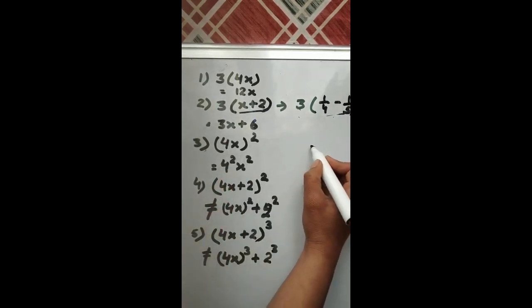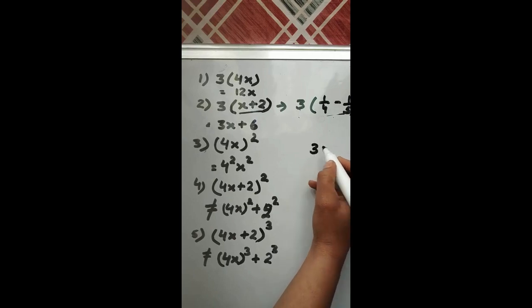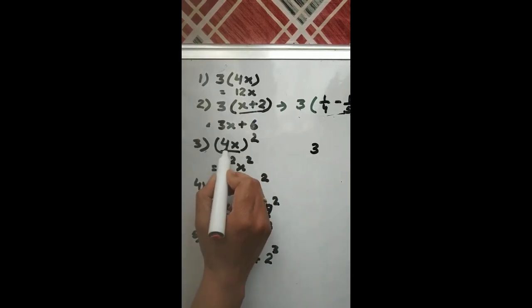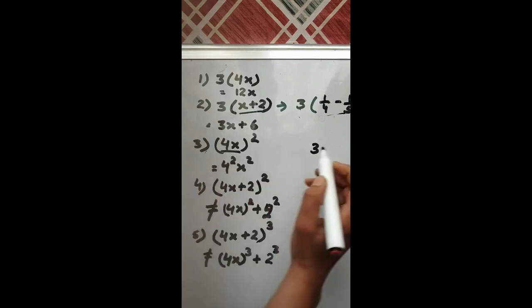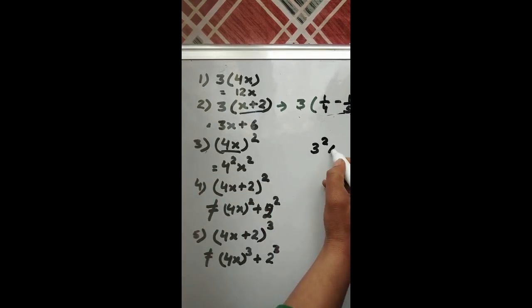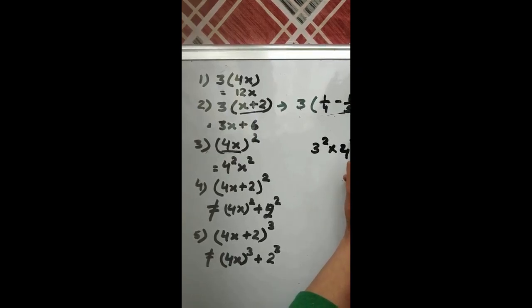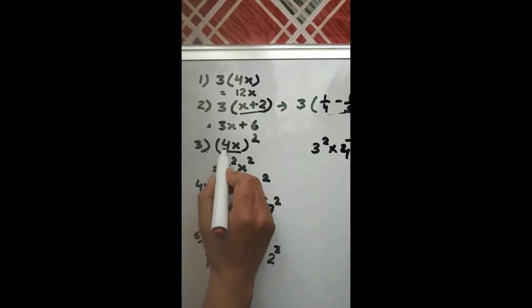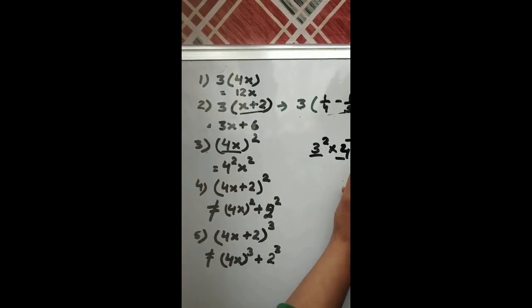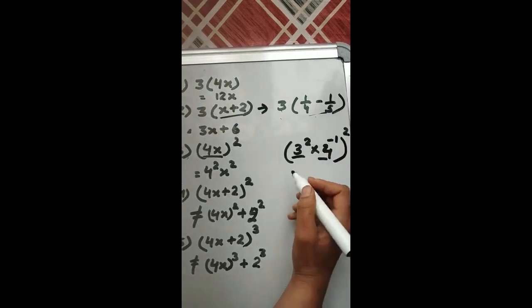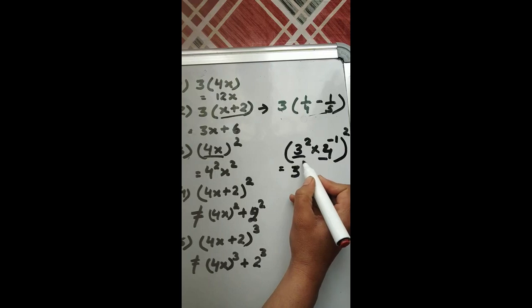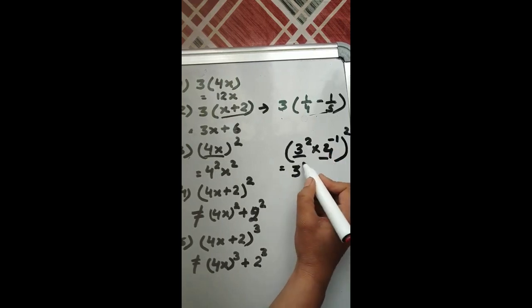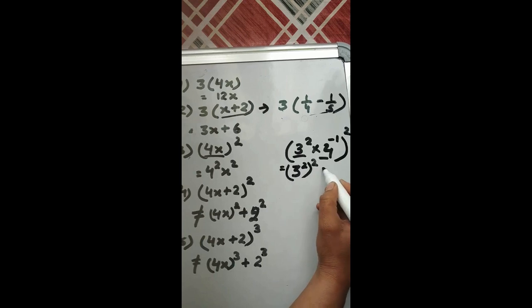Now 4x raised to power 2 means, if you have something, 4 into x, the terms only have a multiplication operator. So if we have 3 raised to power 2 into, suppose, 4 raised to power minus 1. So 4x means this into this, and if we have the whole raised to power 2, we can give this 2 to both. That means this can be written as 3 raised to power 2 whole raised to power 2.